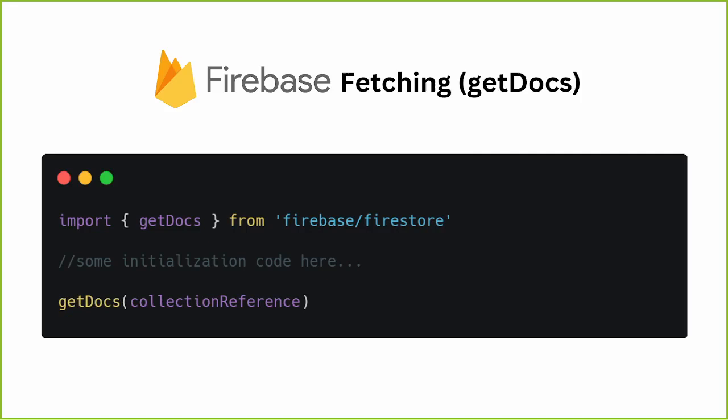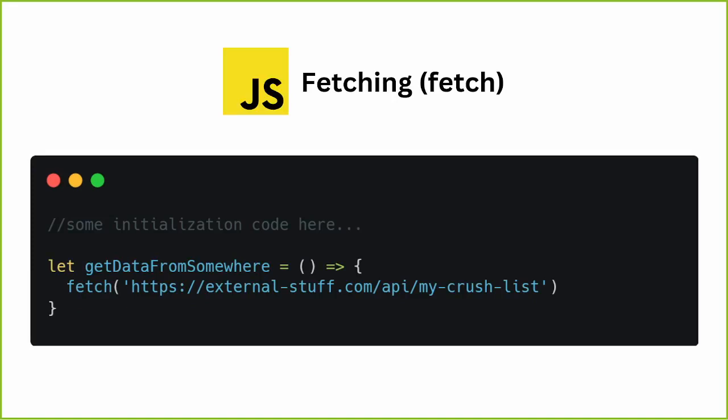Figure 1. Here we have getDocs. So getDocs here is an asynchronous function. This is from the Firebase library itself. This is asynchronous because we're accessing Firebase and then getting data out from it. It returns an object. Now let's look at JavaScript's fetch. So we have here a function that does fetching with a URL, and then this also returns an object.